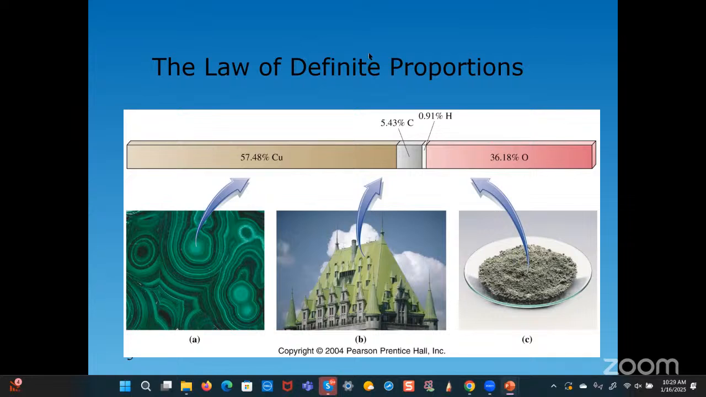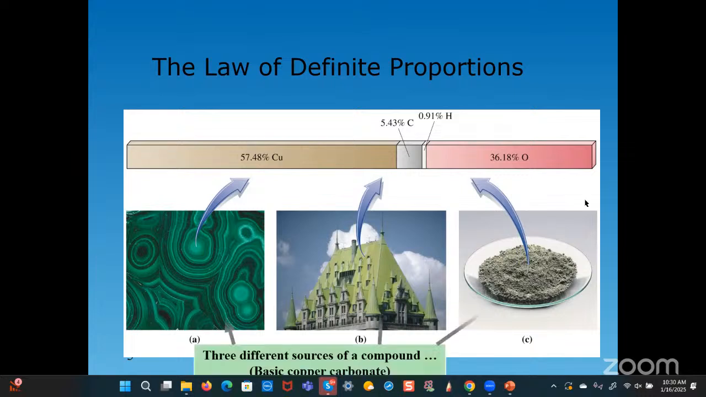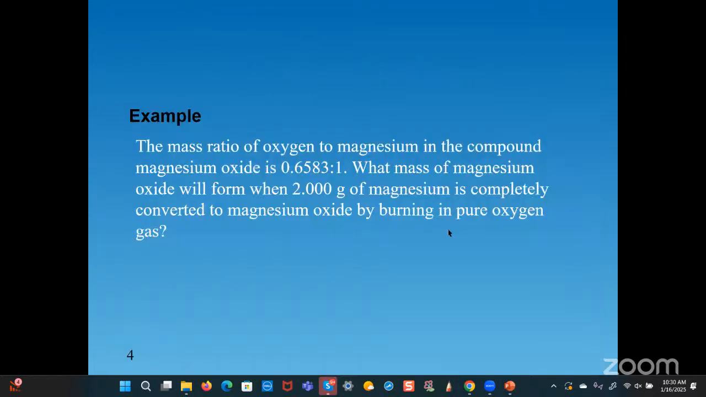I'm not sure what the substance is, but they gave us a breakdown of the composition. It is 57.48% copper, 5.43% carbon, 0.91% hydrogen, and the rest is oxygen. It doesn't matter where you get this compound from. I think it's basic copper carbonate, if I'm not mistaken. It doesn't matter where you get a compound from, if it's the same compound, the composition would be constant for each element present. Yes, it's basic copper carbonate. Okay, so let's look at this example.